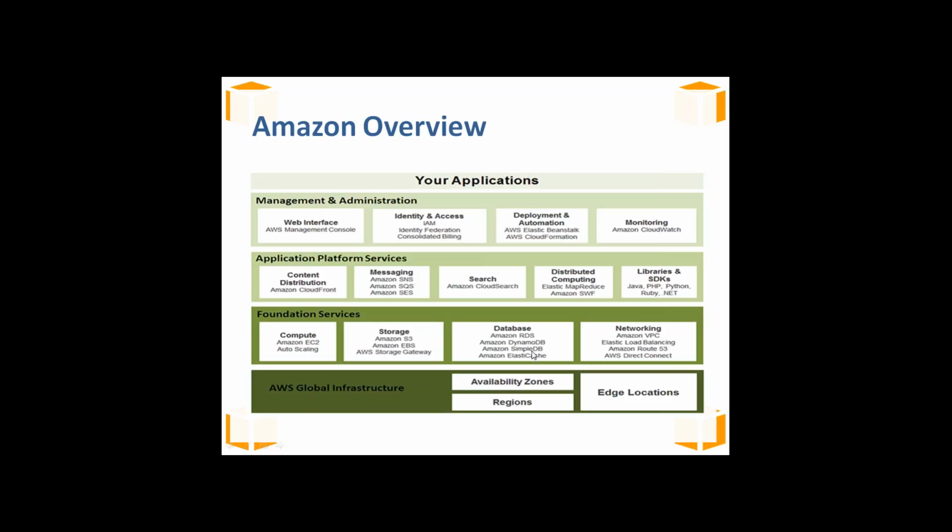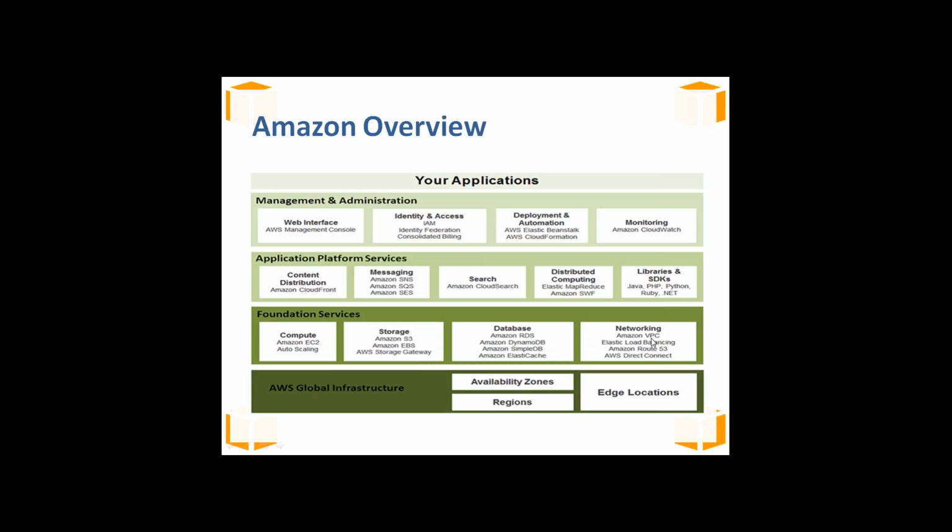Now let's talk about another interesting database service, ElastiCache. As the name indicates, ElastiCache is a scalable in-memory cache that is protocol compliant with Memcached, and it is helpful for caching your database as well as lookups. After knowing these databases, let's go further and talk about the last foundation service, that is networking.